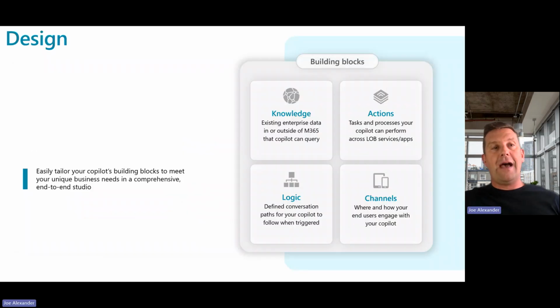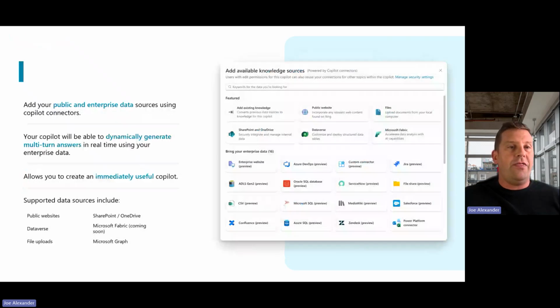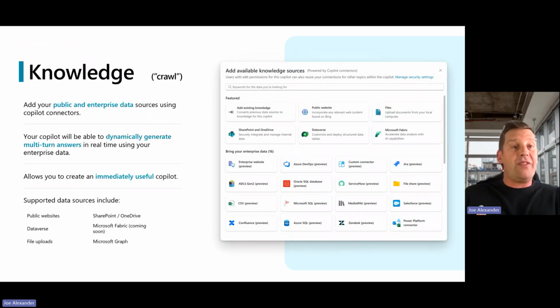From a design standpoint, Copilot Studio has these four building blocks on the right-hand side: knowledge, actions, logic, and channels. We're going to focus on three of them today. The one we're not going to focus on is channels, because that's simply where you want it to reside. Do you want this to be a bot that goes onto your website? Do you want it to reside within Teams? There are lots of options for that. But today we're going to focus on knowledge, actions, and logic, because these three are what I would call the crawl, walk, run concept.